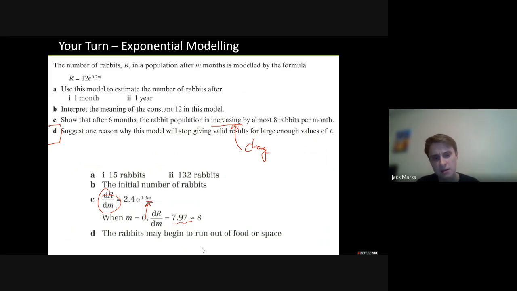There are often many answers that you can give for limitations or critiques and things for a model. To be on the safe side, I would say something like exponential growth may not be realistic in the long term, as resources may become inadequate, such as food for the rabbits. Something like this, a mathematical and a contextual answer to make sure I get the marks.